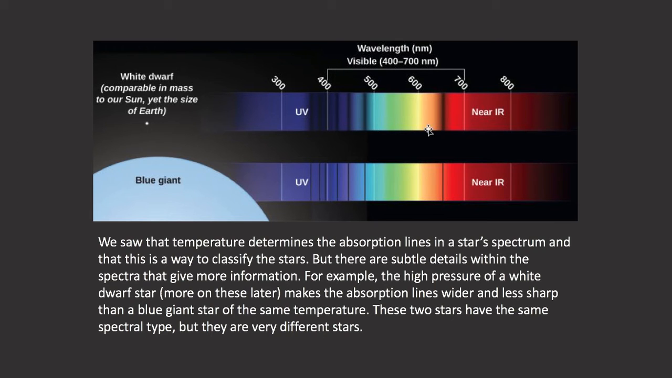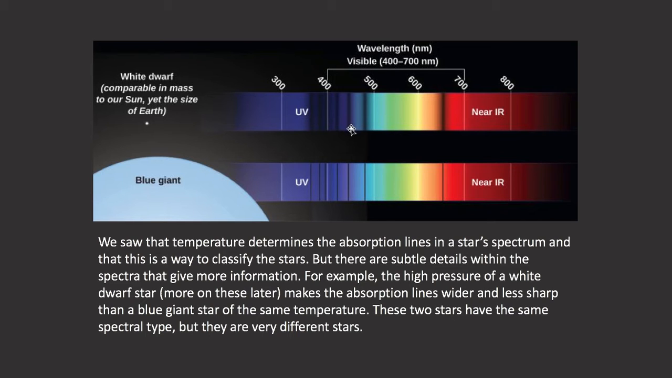But that doesn't mean their spectra are identical. So here's the spectrum of a white dwarf, and here's the spectrum of a blue giant. And you'll see that the lines match up, right? It has lines in the same place, and that's what determines its spectral class. But the lines don't look the same. Here they're wider and fuzzier. So there is a way to distinguish between a white dwarf and a blue giant, also by looking at the spectra.